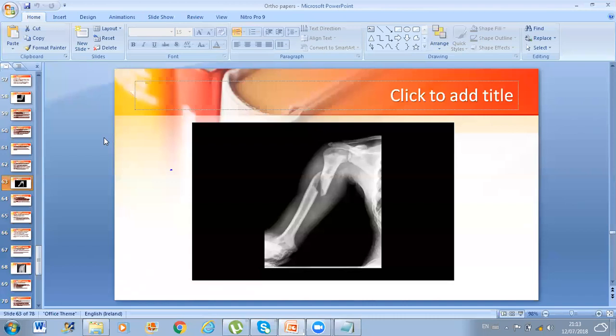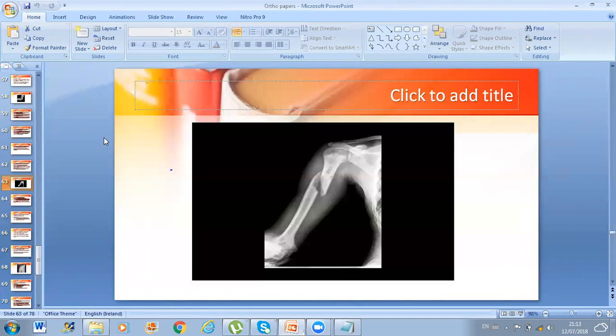Sir, 30 degrees in the coronal plane. Okay, less than 45 degrees. 20 degrees in the sagittal plane. Yeah, Satish is right, Mohsin. It is not proximal humerus. It is clinical. Look at it, it's like a diaphyseal fracture. So 30 degrees in the coronal plane and 20 degrees in the sagittal plane.